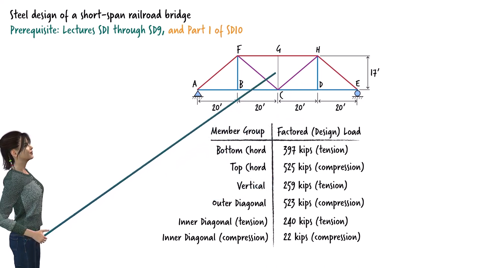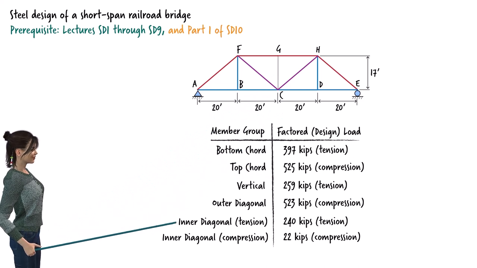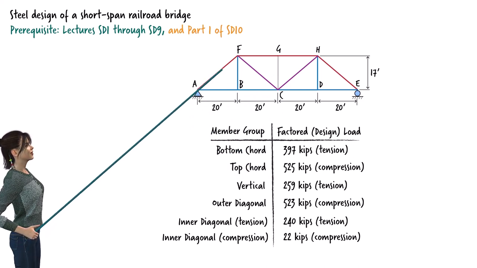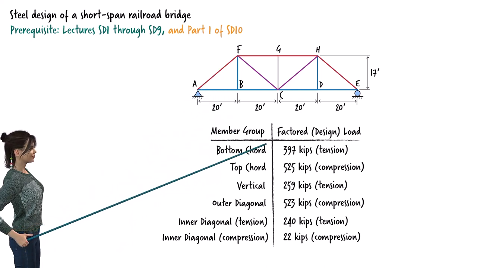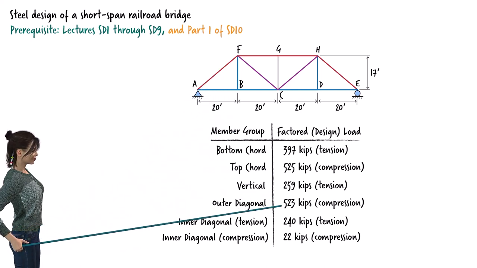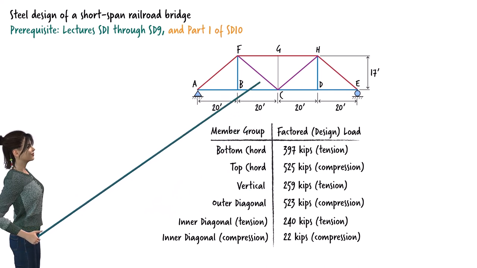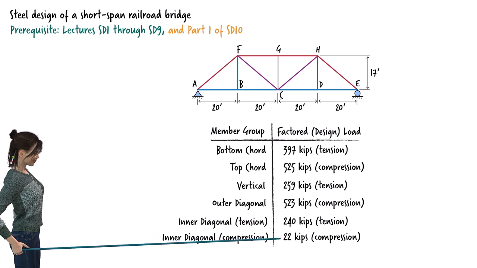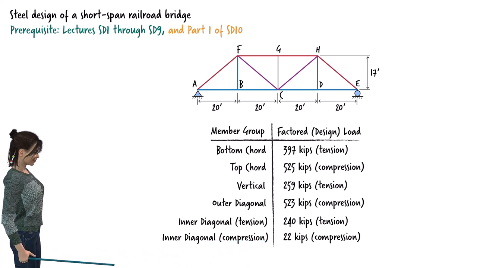Since CG is a zero force member, we will omit it from this discussion. The outer diagonal members carry a maximum compressive force of 523 kips. And the inner diagonal members could be subjected to a maximum tensile force of 240 kips, or a maximum compressive force of 22 kips. So, CF and CH need to be designed to withstand both tensile and compressive forces.